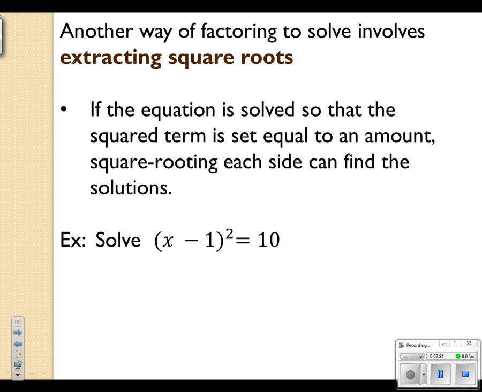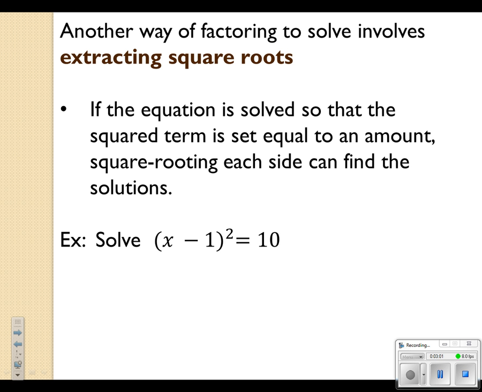Another way of solving involves extracting square roots. If the equation is solved so that the squared term is set equal to an amount, square rooting each side can find your solutions. In other words, if you can isolate your squared term to the left and have numbers to the right, no variables over there, we can do the square root of both sides to finish finding our solutions. So take a look at the example on the slide.